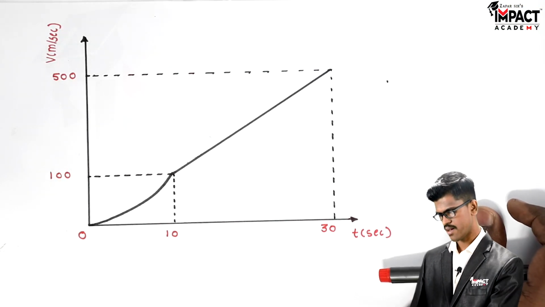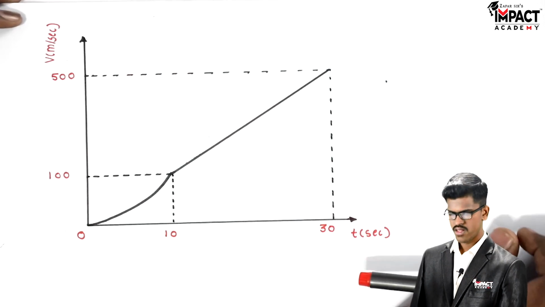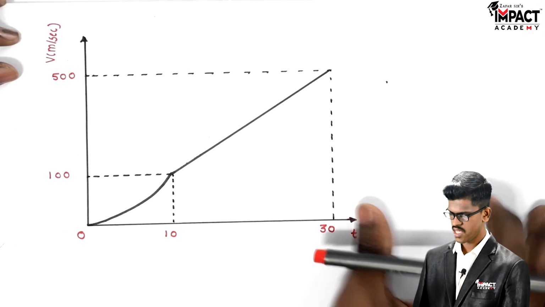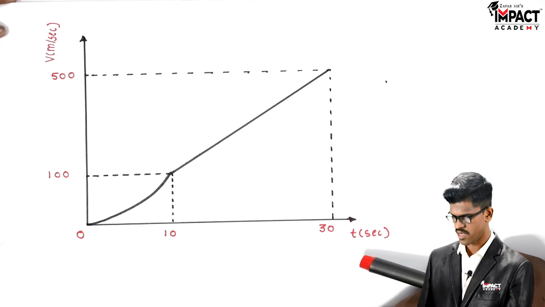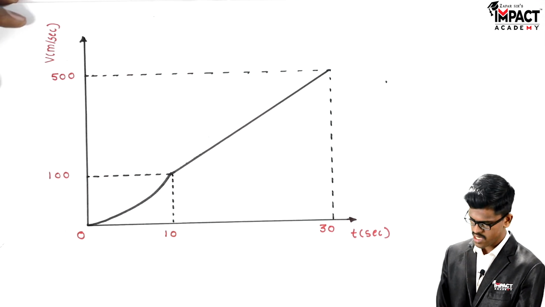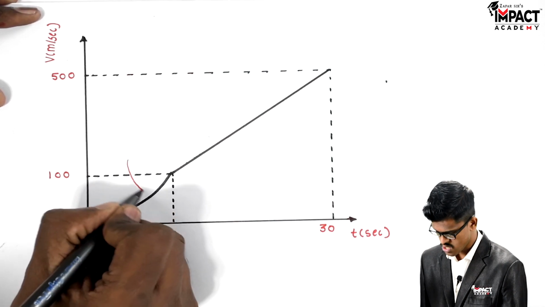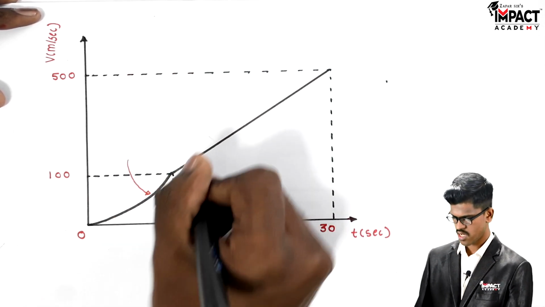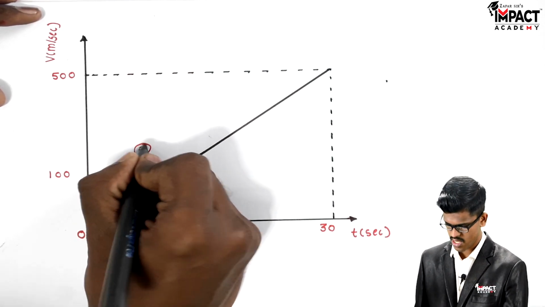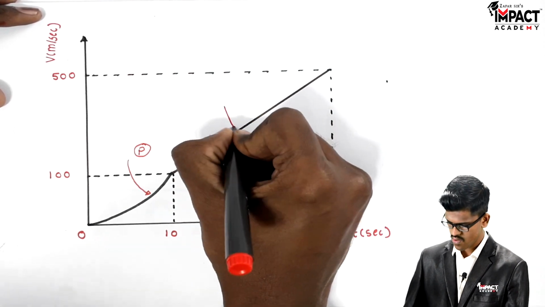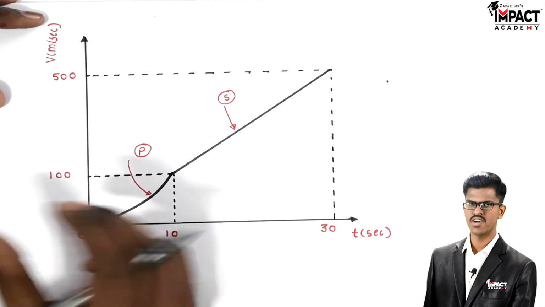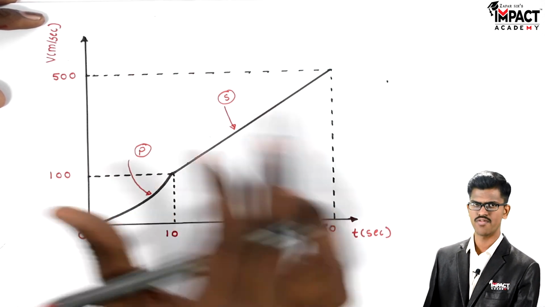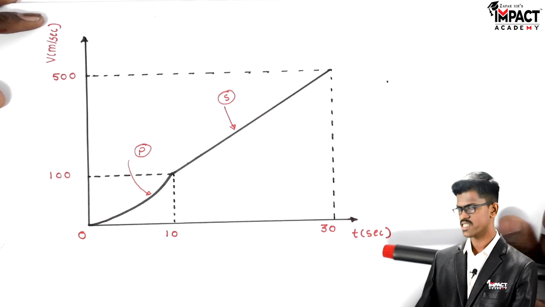So here is a diagram. Here is a graph, the VT graph. From the VT graph, we have to find the acceleration time and displacement time curves. In the question, they mention it is parabolic in nature. This curve is parabolic in nature, and this curve is a straight line. So first we find the acceleration time curve.